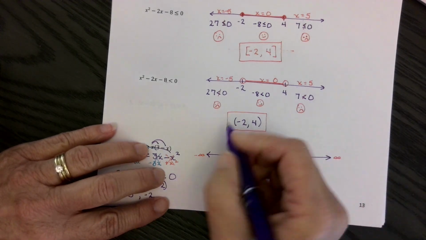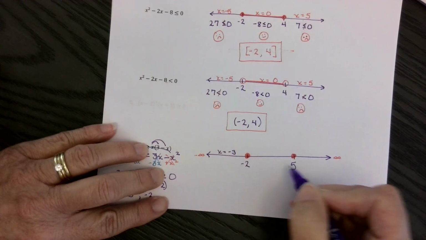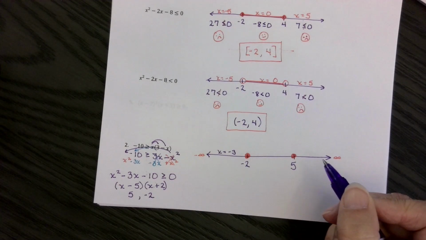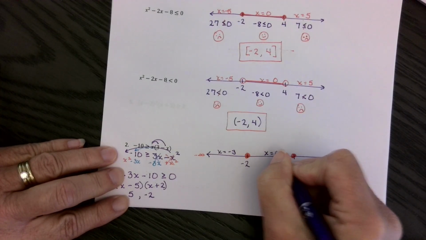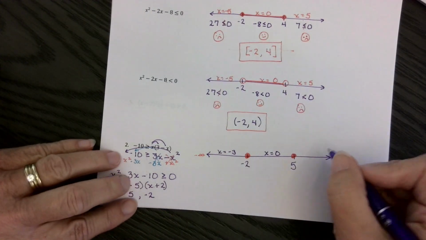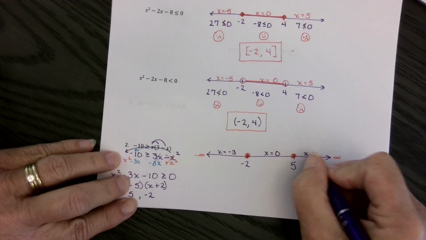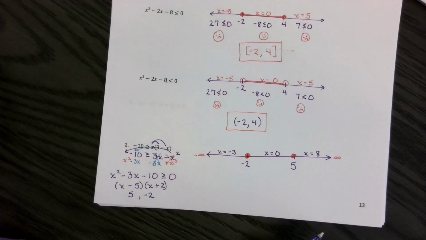Okay, so I'm going to put x equals negative 3. I'm going to pick a number between here. Anytime I can use 0, I'm going to use 0, because I don't have to do any work. I know it's going to be my constant, a negative 10. And here, let's pick 8. Why? It's larger than 5. You can pick anything you want.